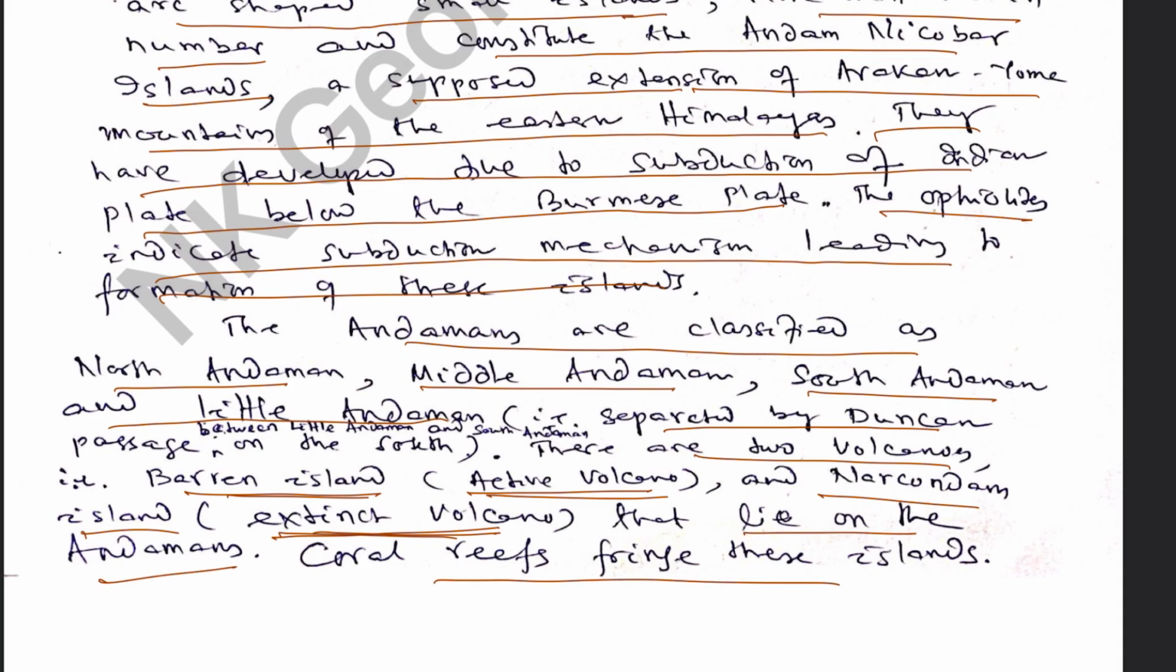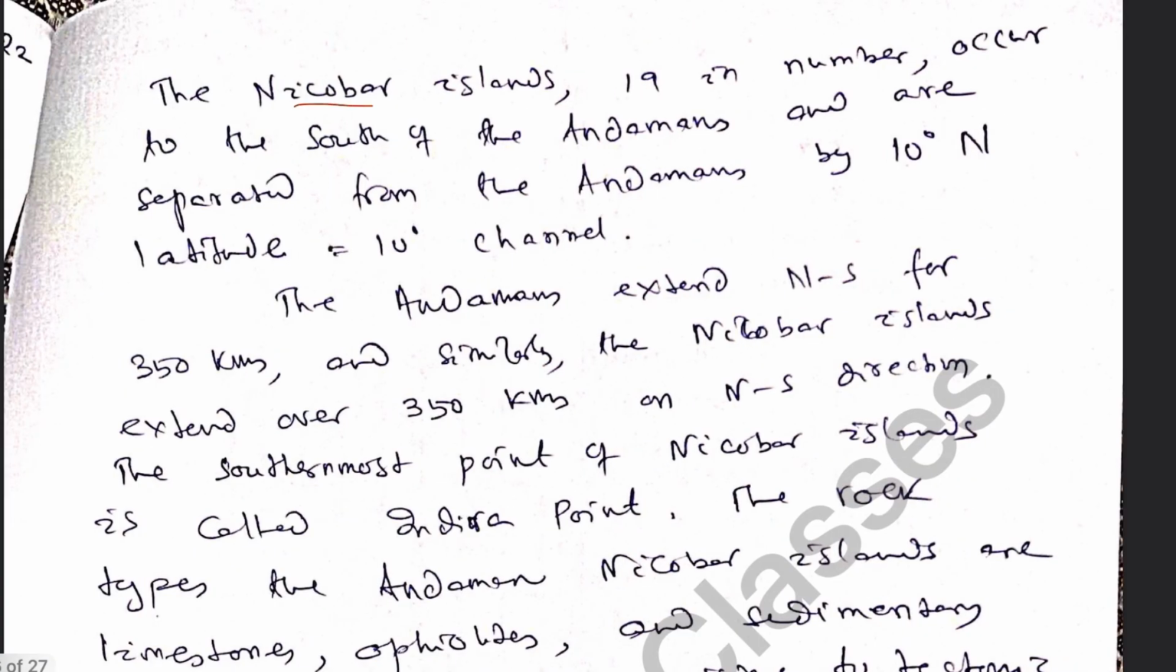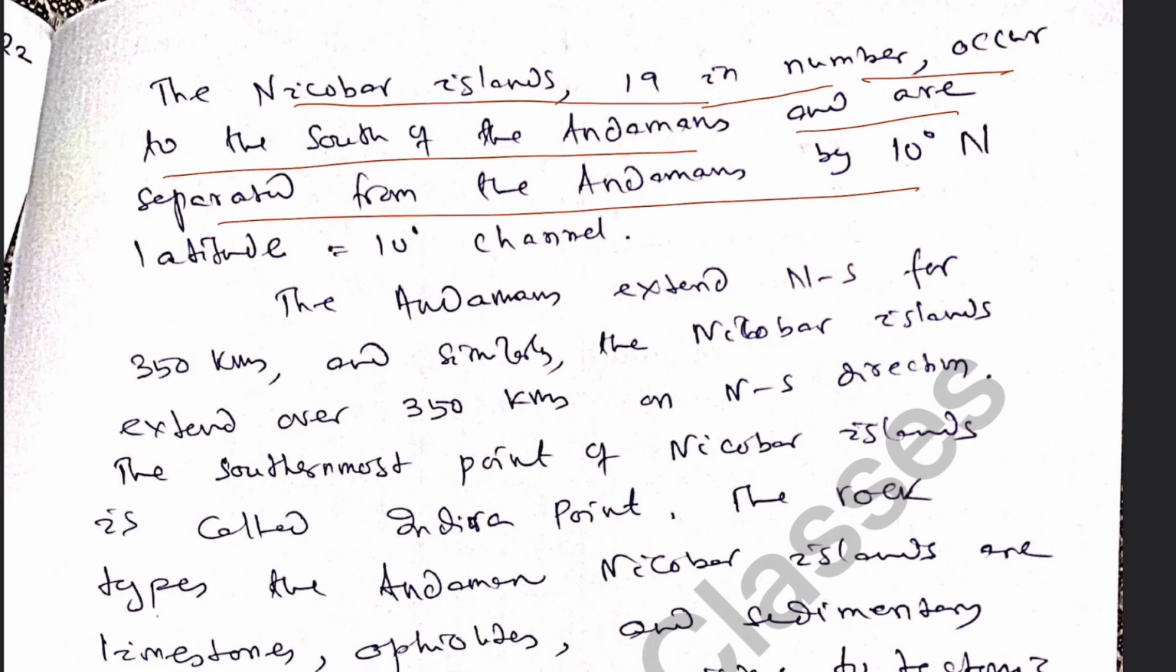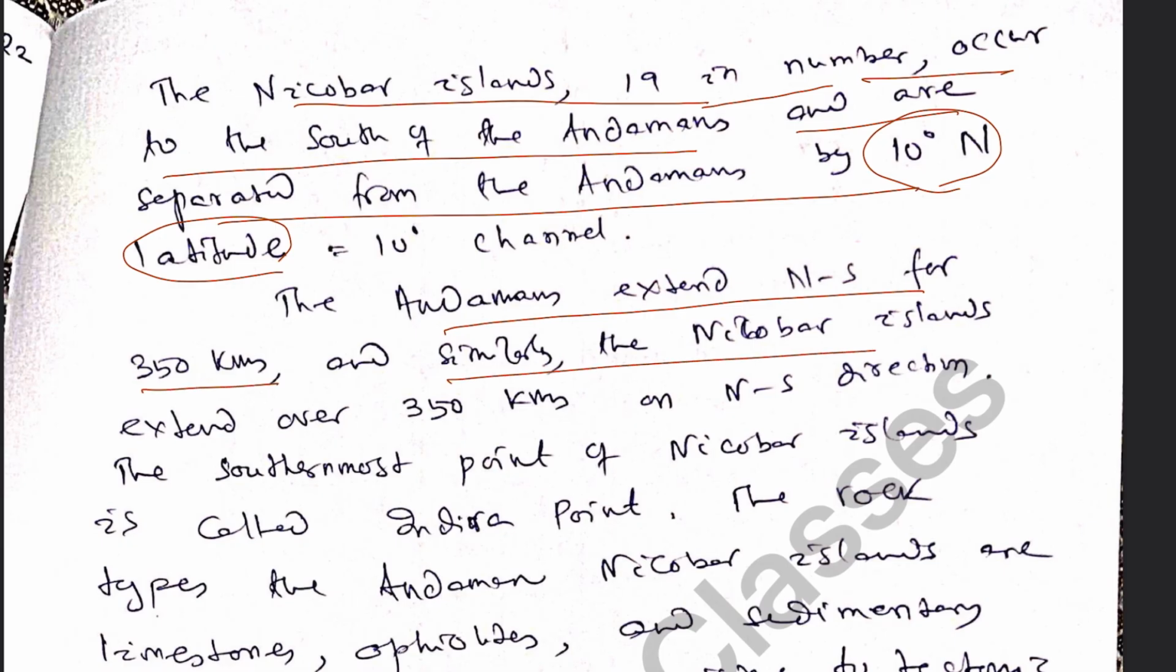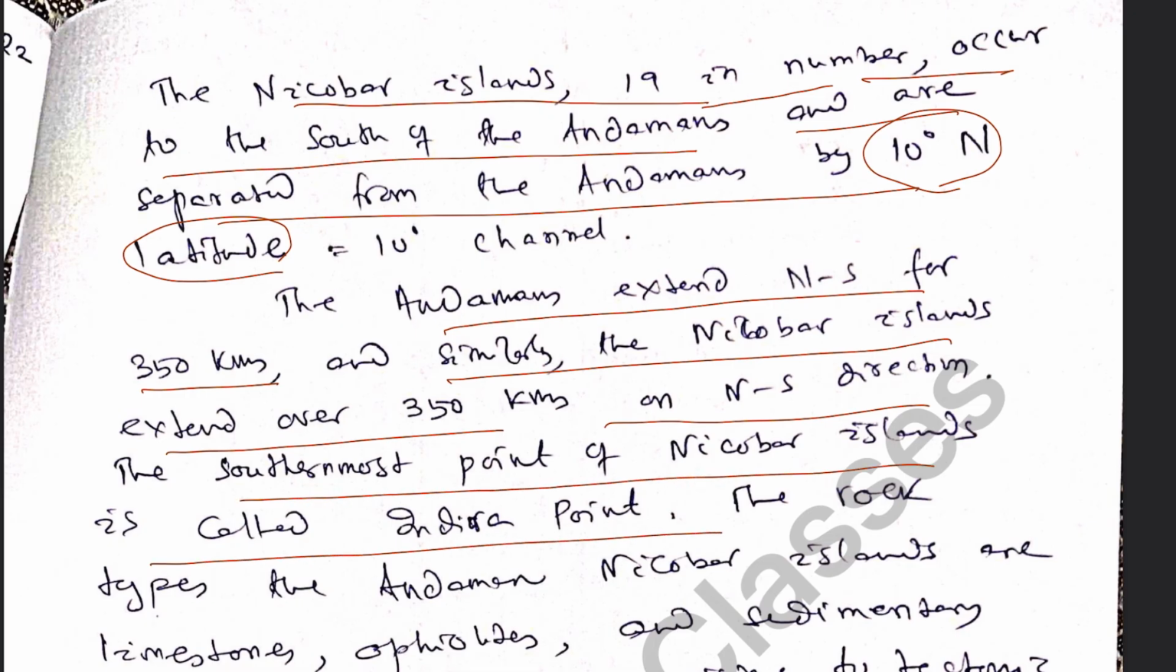The coral reefs, they fringe these islands. The Nicobar Islands, they are made up of 19 small islands, and they occur to the south of the Andamans and are separated from the Andamans by 10-degree north channel, or 10 degree north latitude line which separates the Andamans from Nicobar Islands. The Andamans extend north-south for 350 kilometers and similarly Nicobar Islands extend for 350 kilometers in north-south direction. The southernmost point of the Nicobar Islands is called Indira Point.